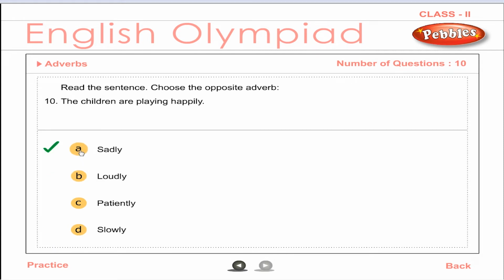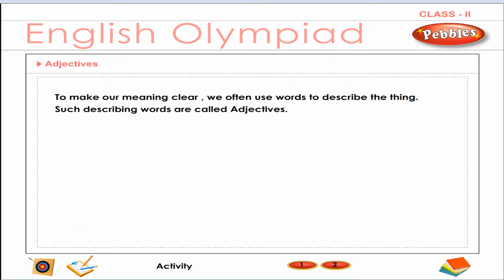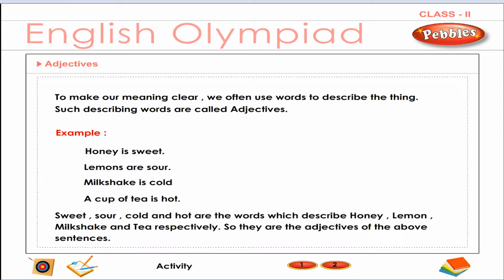Adjectives. To make our meaning clear, we often use words to describe the thing. Such describing words are called adjectives. Example: honey is sweet. Lemons are sour. Milkshake is cold. A cup of tea is hot. Sweet, sour, cold, and hot are the words which describe honey, lemon, milkshake, and tea, respectively. So they are the adjectives of the above sentences.